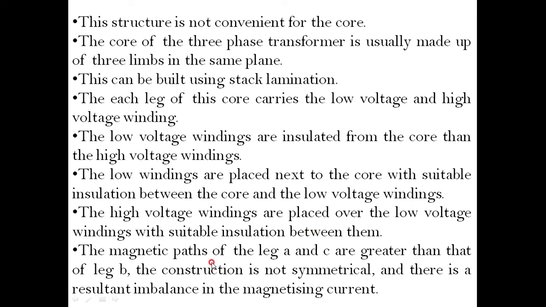The magnetic path of the leg A and C is greater than the leg B. The construction is not symmetrical, and there is a resultant imbalance in the magnetizing current. That I will analyze using the vector diagram in a subsequent topic.